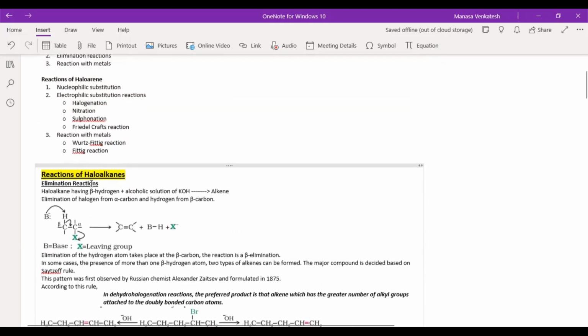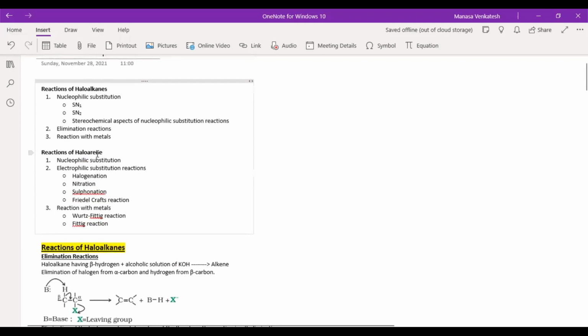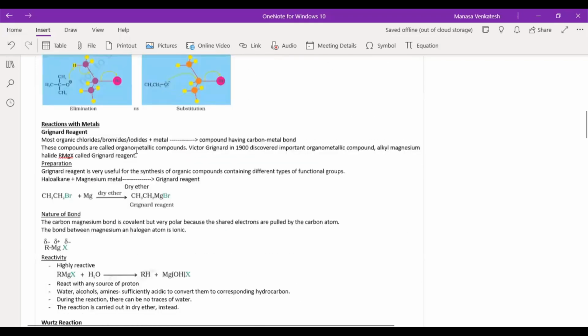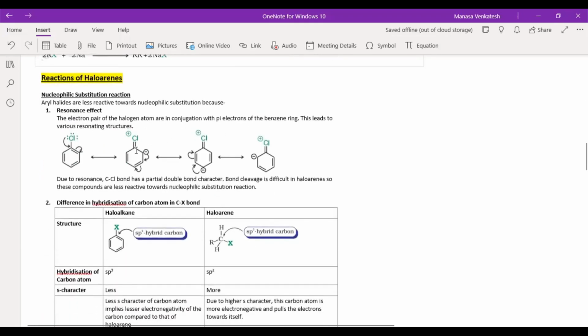We started with the nucleophilic substitution reactions, SN1, SN2. In brief, I didn't touch upon the stereochemical aspects, which I will be doing in the next video. Then you have the elimination reactions and the reaction with metals. Let's quickly look over the reactions of haloarenes.